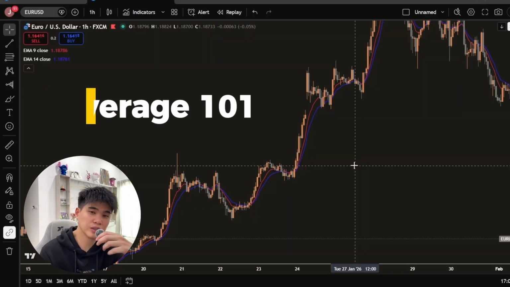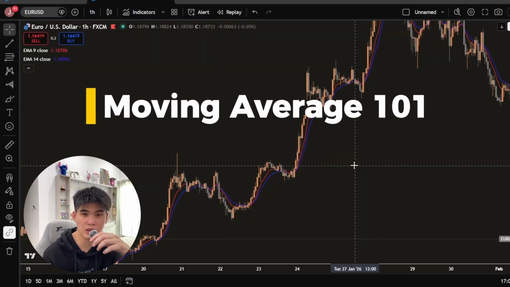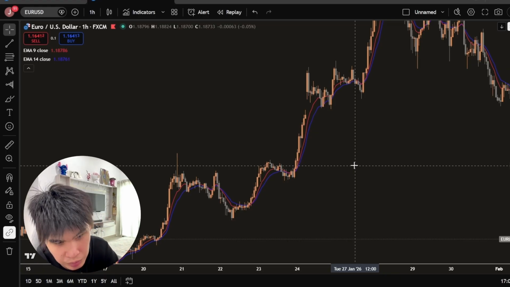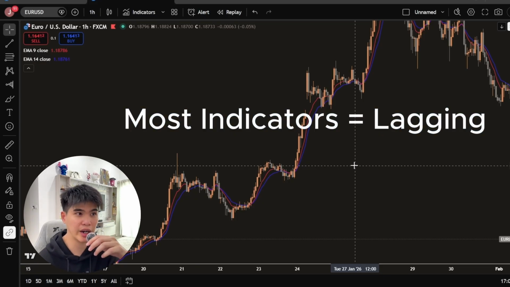Hello guys, today I'm going to share about this indicator called moving average. I'm pretty sure a lot of you have heard of this as well. And frankly speaking, up till today, I don't really use much of indicators. I used it quite a lot in my early trading days. The reason I don't really use indicators now is because most of them are actually lagging, right?